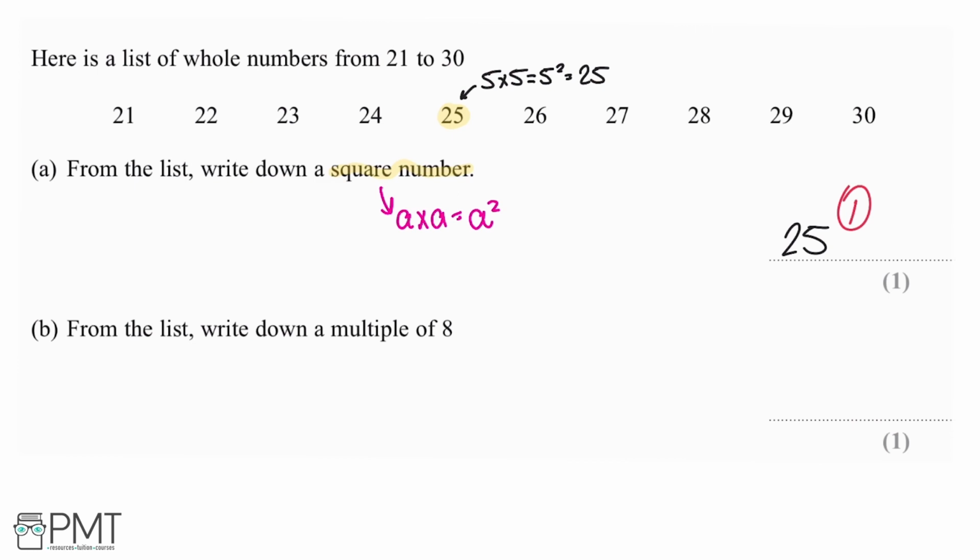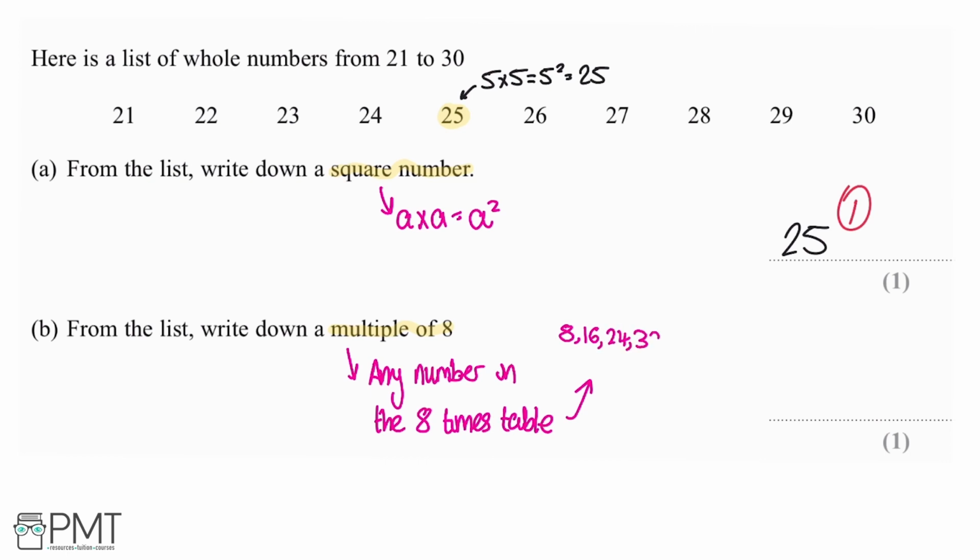Now part B says from the list we need to write down a multiple of 8. So this is going to be any number in the 8 times table. So now the 8 times table, if I write it out, we've got 8, 16, 24, 32. And I can stop there because our list only goes from 21 to 30. So we'll have a look if any of the numbers in our list up here matches down here. We see, oh, the number 24 does. So the answer is 24 for 1 mark.